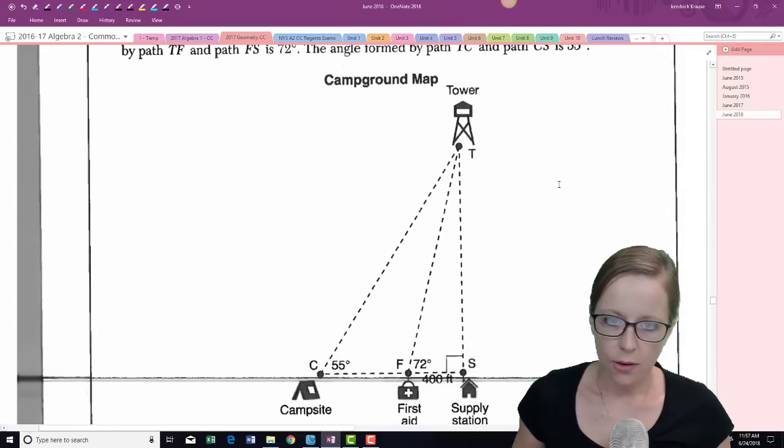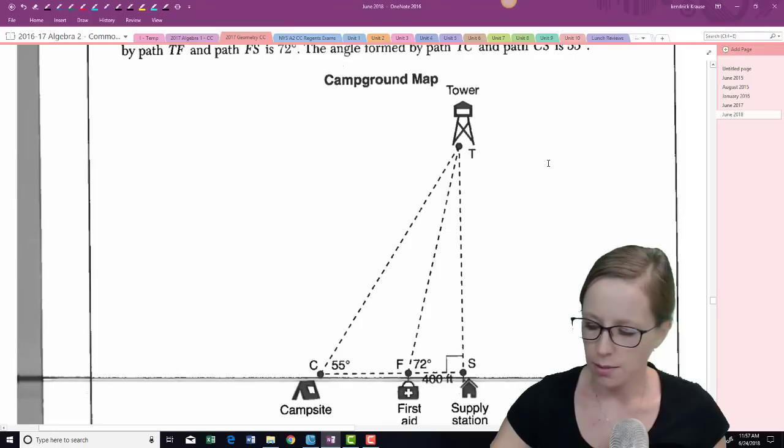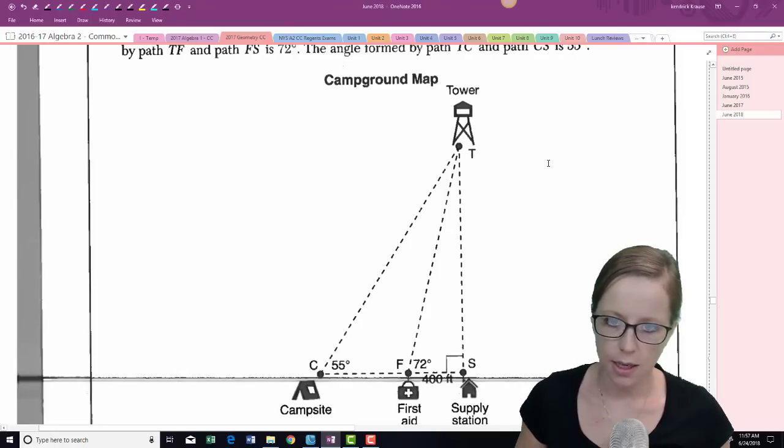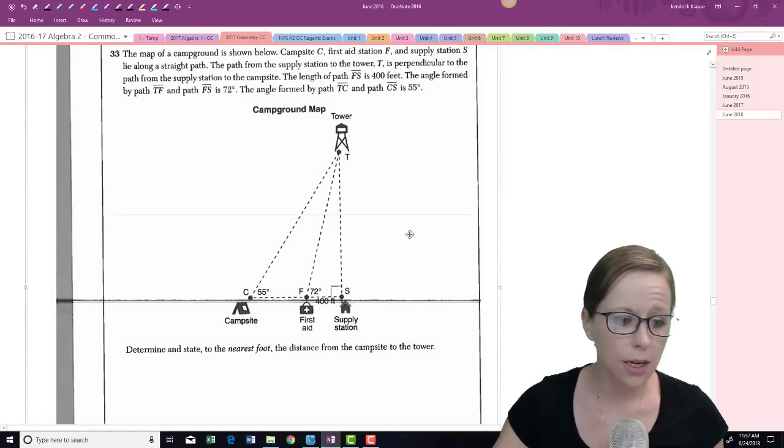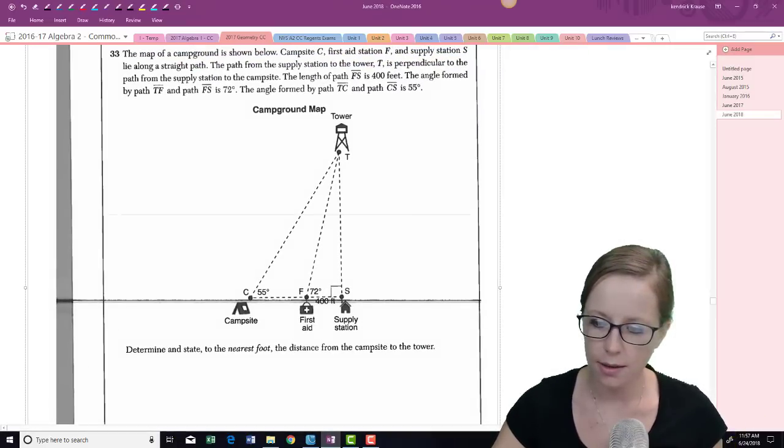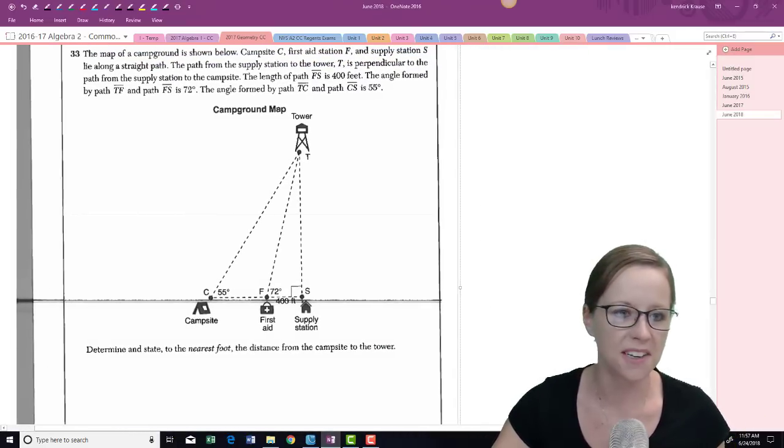Oh, this is one of my favorite questions, and that is not sarcasm. It's because I used to teach this in Algebra 2 trig, but then they took all the trig away from me. Okay, and they just left the Algebra 2.